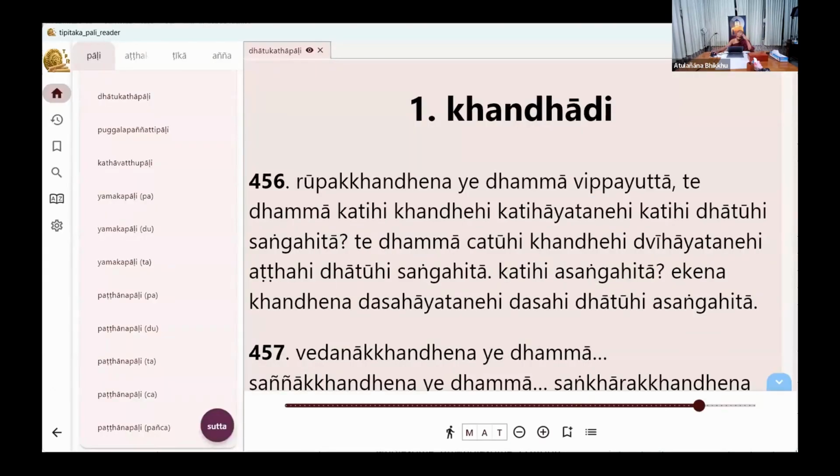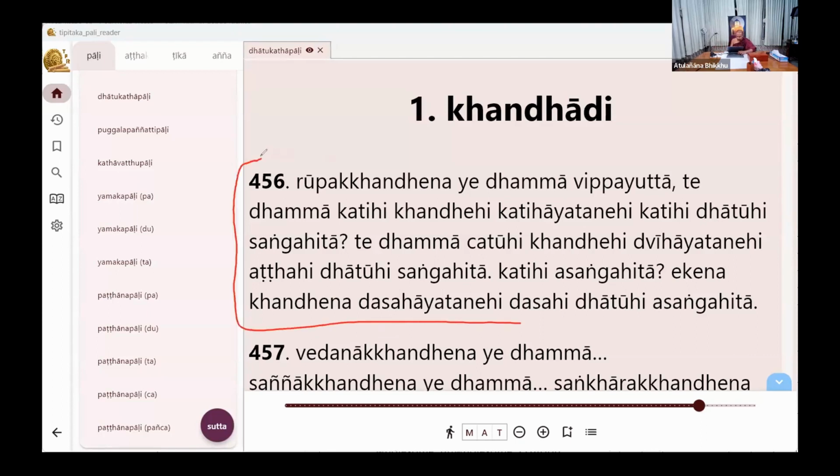So if you look at the Pali in the 14th method, it's very much similar to the method number 8. Okay, I'll go through this.